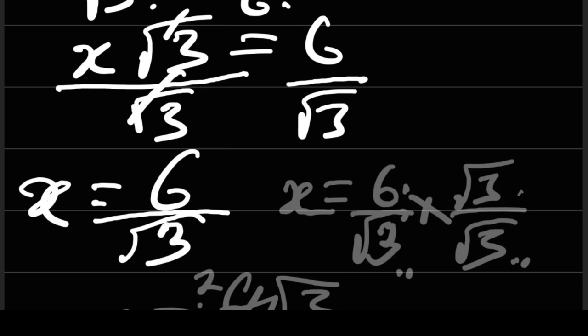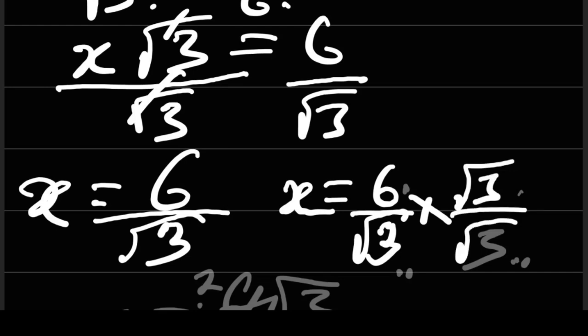That's our answer, but we will not stop here. Because of the denominator, which is root 3, we will rationalize the denominator. We'll times it by root 3 all over root 3.